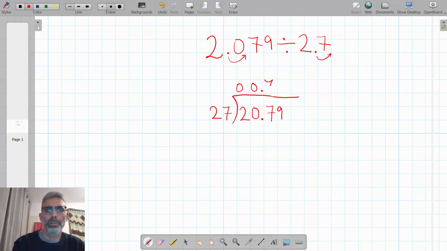7 times 7 is 49. So 9 here, 4 here. 7 times 2 is 14. Plus 4 is 18. Now I subtract. I need to do a regrouping. So the 2 becomes 1. The 0 becomes 10. I need to borrow. So the 10 becomes 9. And 7 becomes 17. 17 minus 9 is 8.